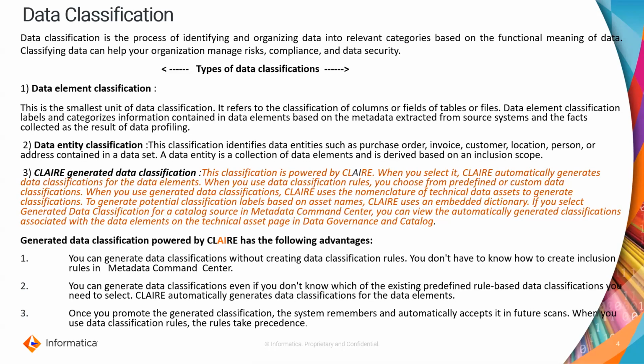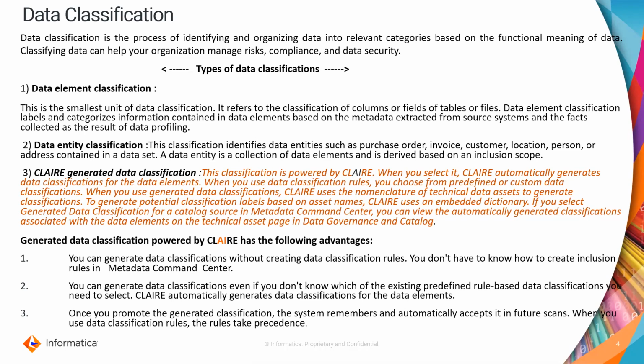And third one is CLAI generated data classification. Again, CLAI is Informatica's artificial intelligence engine. It uses machine learning. So when you enable CLAI as part of configuring a catalog source in Metadata Command Center, what it does is it automatically generates the classifications for the data elements. Normally, when you use data classification rules, you choose from predefined or custom data classification rules. When you use CLAI, it uses the nomenclature of the technical data assets to generate classifications.